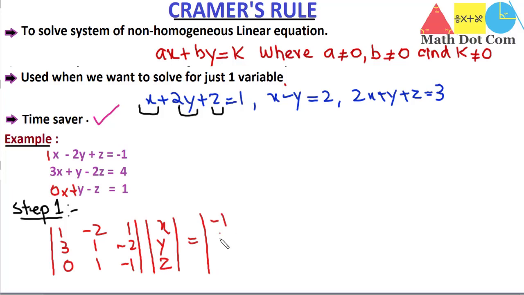So minus 1, 4 and 1. So this is the system of non-homogeneous linear equations in matrix form. This is the matrix A, this is x and this is B. So this is the matrix form of the given system of non-homogeneous linear equations.